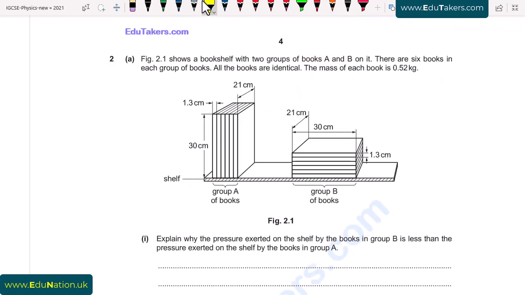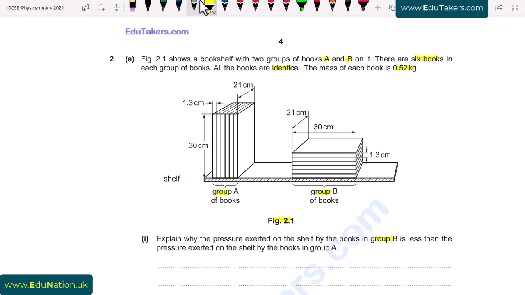Question number 2, part A. Figure 2.1 shows a bookshelf with two groups of books A and B on it. There are 6 books in each group of books. All the books are identical. The mass of each book is 0.52 kg. In figure 2.1, we can see that there are two groups of books, group A and group B. The area of each group is given, and the length, breadth and total height of these books is also given.